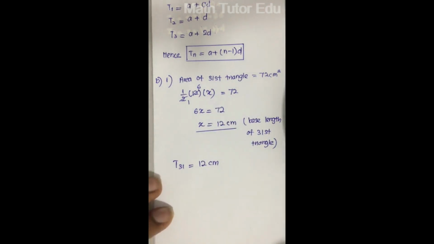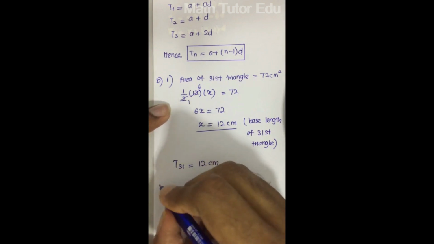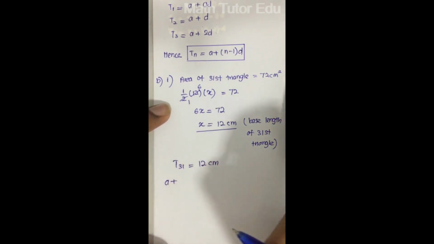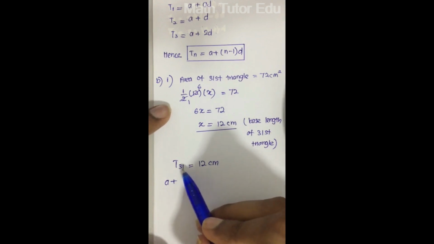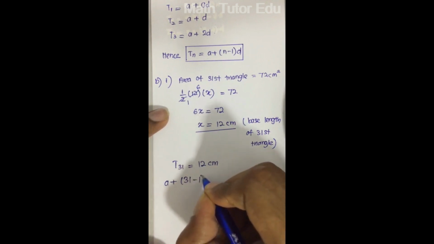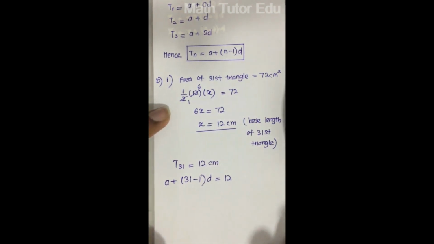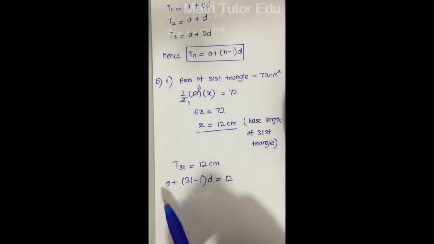Now we're going to apply the arithmetic progression formula, a plus n minus 1 times d. In this case our nth term is 31, so a plus 31 minus 1 times the common difference d equals 12. Once we are done with this step, take a look at the question. They mentioned that expression a is equal to 30d. So we're going to replace a with 30d, guys.